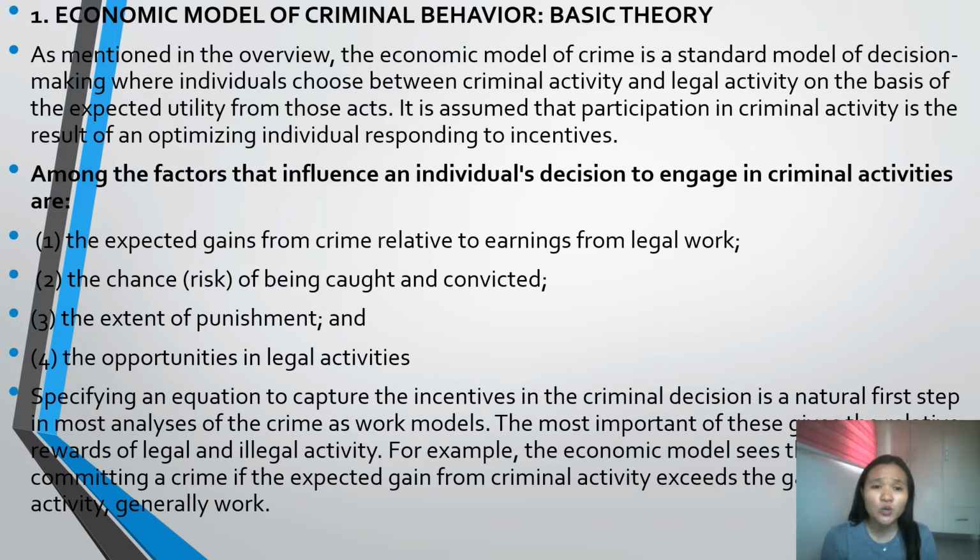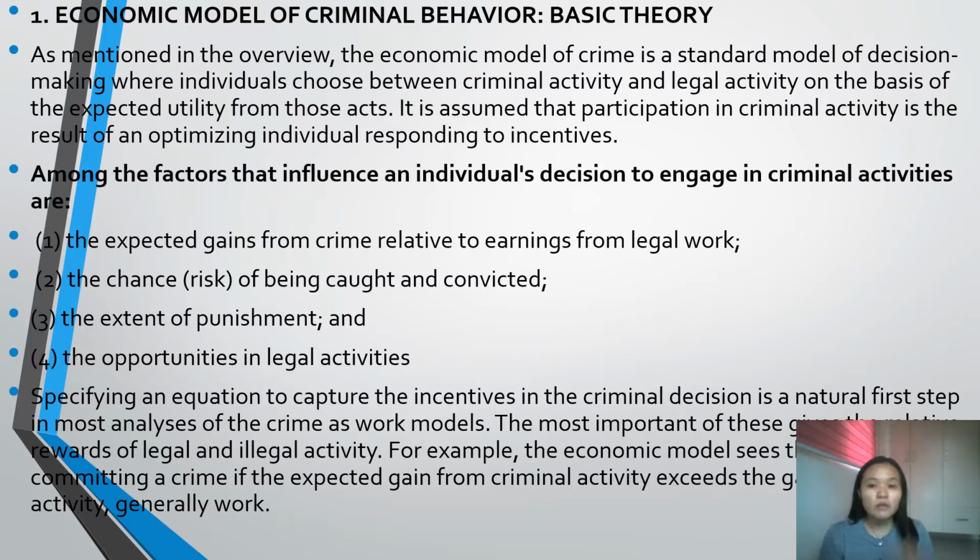Specifying an equation to capture the incentives in criminal decision is a natural first step in most analysis of the crime as a work models. The most important of this gives the relative rewards of legal and illegal activity. For example, the economic model sees the criminal as committing a crime if the expected gain from criminal activity exceeds the gain from legal activity or generally work.